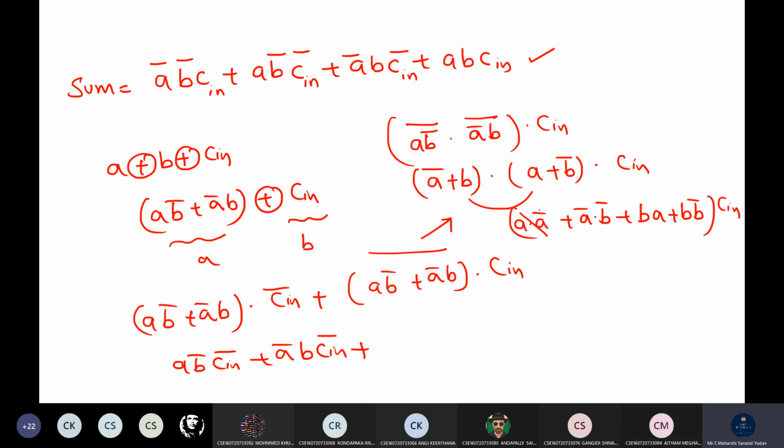So this will go away, this will go away, they are 0. Try to multiply them internally. So you'll get A bar B bar Cin plus A B Cin. This is the final answer which I wrote.